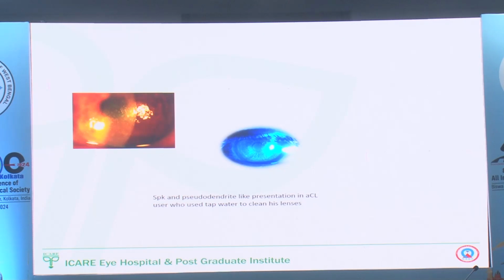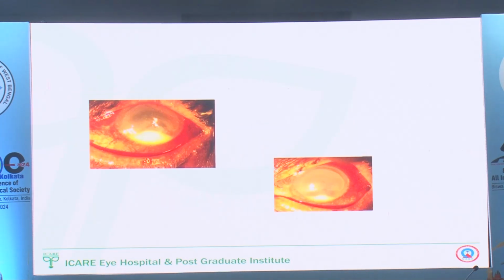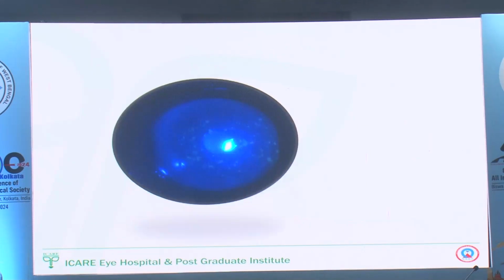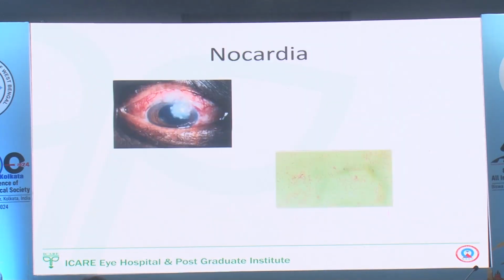Here you can see SPKs and pseudodendrite-like presentation in a CL user who used tap water to clean his lenses. Here is another patient who was a farmer and who had a ring infiltrate with hypopyon, and he needed therapeutic keratoplasty. Microsporidia could be an epithelial disease, or a stromal disease, or there could be an ICK also in microsporidia. Here you can see raised stuck-on SPKs.